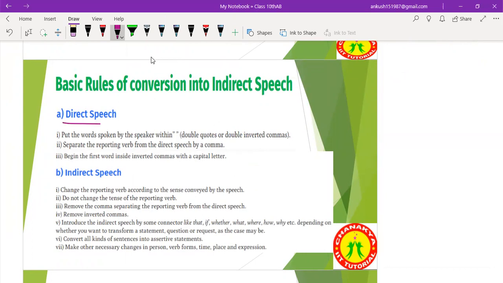What to do in direct speech? See, one more thing I'm telling you here. Only one question is being given there to transform into indirect speech. You might have seen that when I shared the question paper with you, isn't it? You might have seen it there, and even in your pre-board examinations.